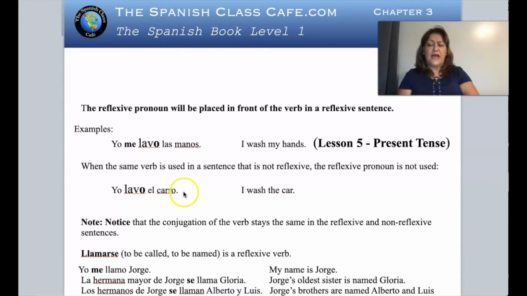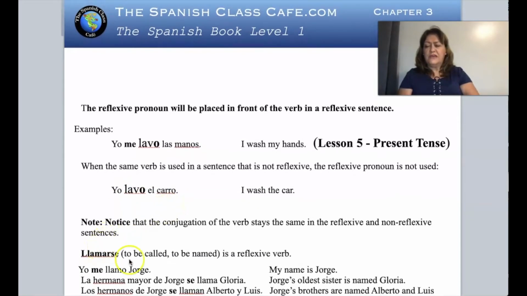Then notice that in here, we don't have the reflexive pronoun, but the conjugation of the verb is the same. What you learn in lesson 5 doesn't change. The conjugations will stay the same. The only thing that changes with reflexive sentences is that you do have to place the reflexive pronoun, in this case, in front of the conjugated verb. But if it's not reflexive, notice here, yo lavo el carro. I wash the car. It's not reflexive action. We do not have the reflexive pronoun.